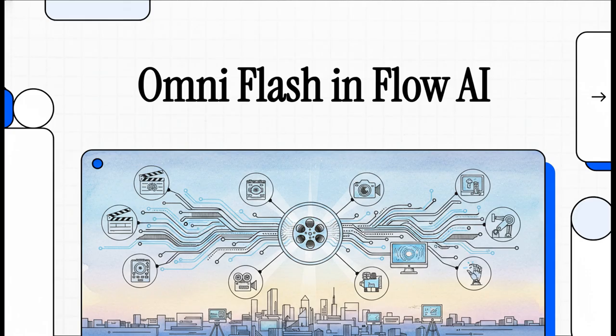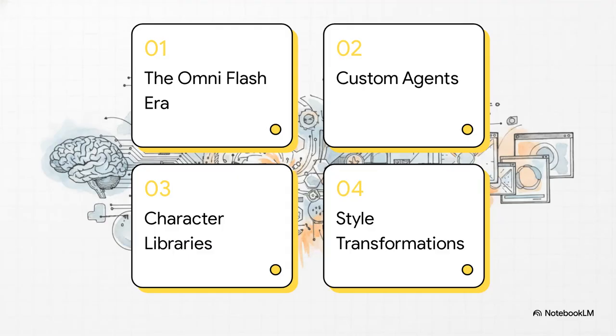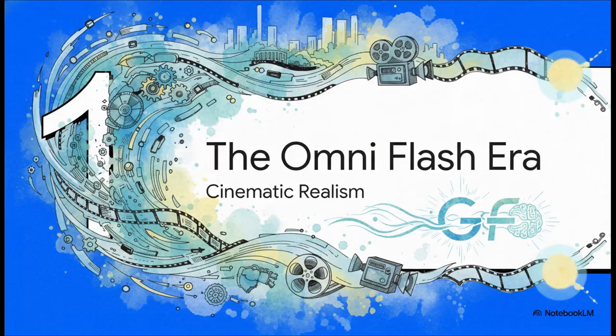By the end of this, you'll know exactly how to turn this powerful new tool into your very own automated production studio. Here is our roadmap for today. We're looking at the Omni Flash era, setting up custom agents, building consistent character libraries, and finally, video style transformations. Let's get to it. Section 1, the Omni Flash era.